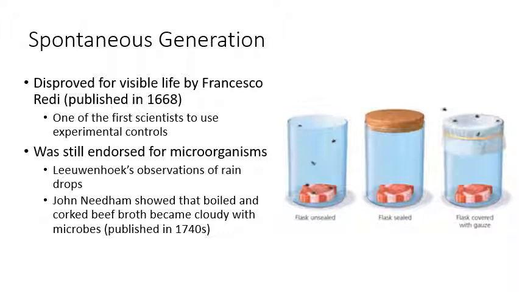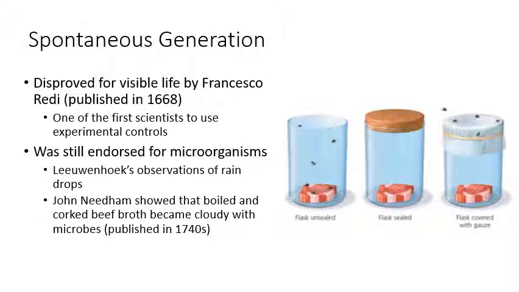It was also important because he used a control condition. He used that unsealed flask. So he was one of the first scientists who actually used controls in an experiment. And controls are really important in an experiment because they let you see that your experiment is working correctly, and they give you something to compare your data to help you interpret it better. So he had his flask unsealed with the meat in there, and he got maggots on there.